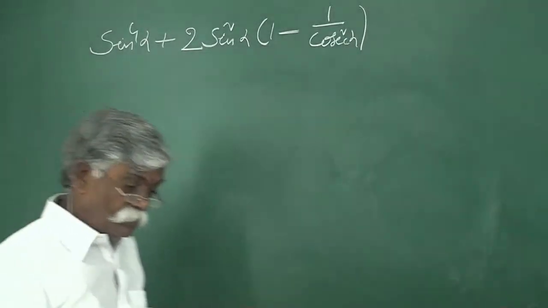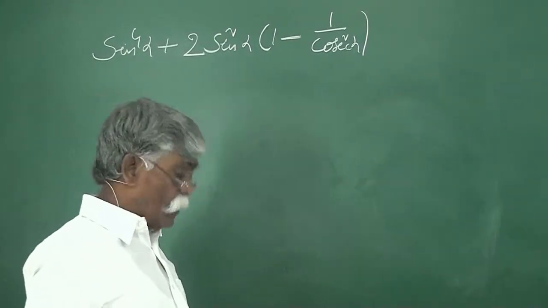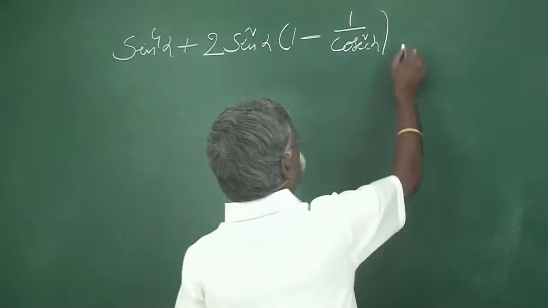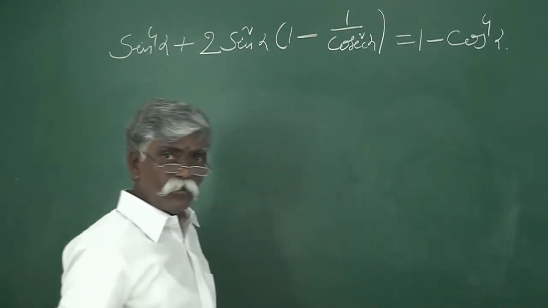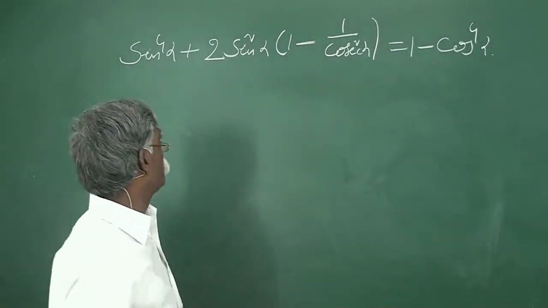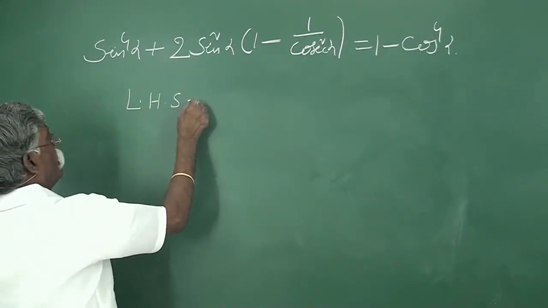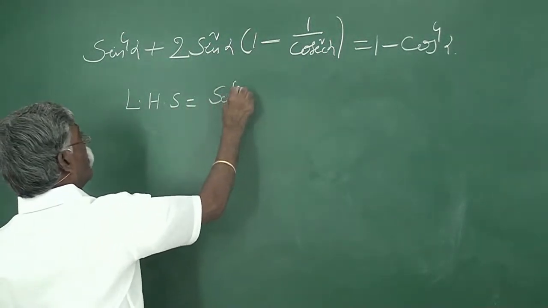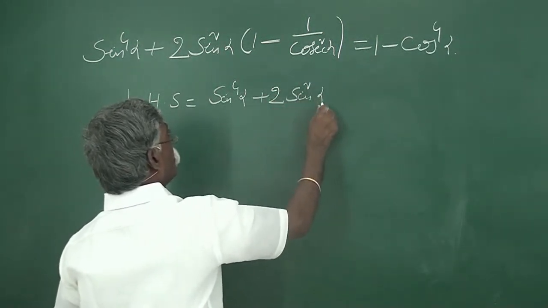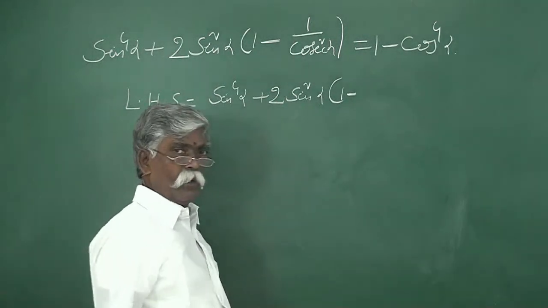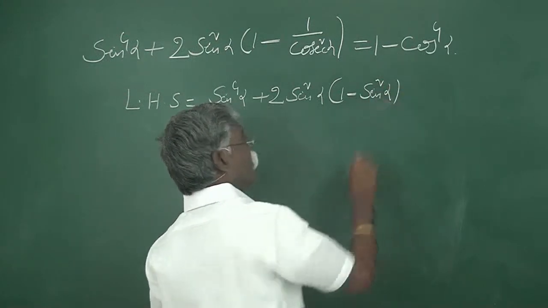Sine power 4 alpha plus 2 sine square alpha into 1 minus 1 by cosecant square alpha is equal to 1 minus cos power 4 alpha. Similar to the previous problem. So this is LHS. The first one is sine power 4 alpha. Plus the second one is 2 sine square alpha as it is into 1 minus 1 by cosecant square alpha can be written as sine square alpha.